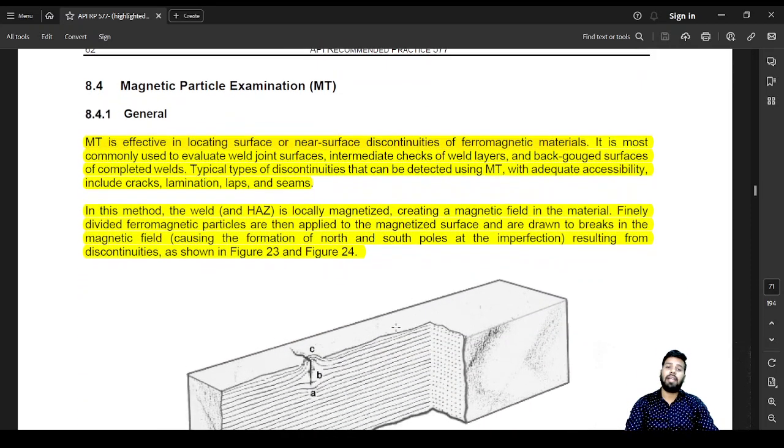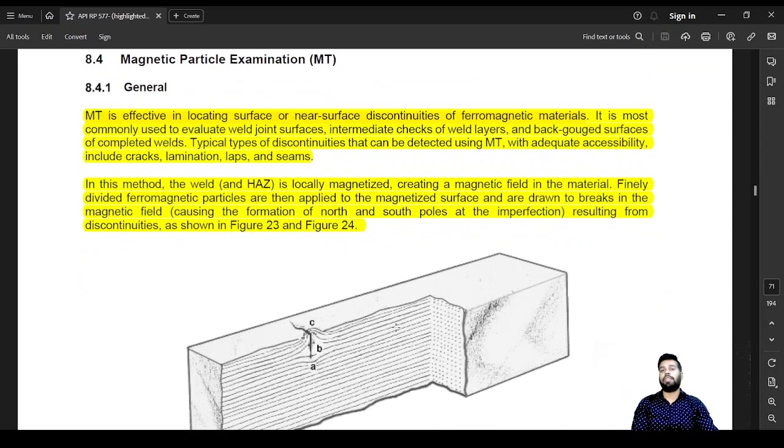The next kind of examination that a person can do is magnetic particle examination. Magnetic particle examination is generally used for identifying surface as well as subsurface discontinuities. This can only be done on a ferromagnetic material. It cannot be done if the material is not ferromagnetic. So MT is an effective way of locating surface and near-surface discontinuities in ferromagnetic material. It is most commonly used to evaluate weld joint surfaces, intermediate checks for weld layers, and back gouge surfaces for completed welds. Typical types of discontinuity that can be detected using MT with adequate accessibility include cracks, laminations, laps, and seams.